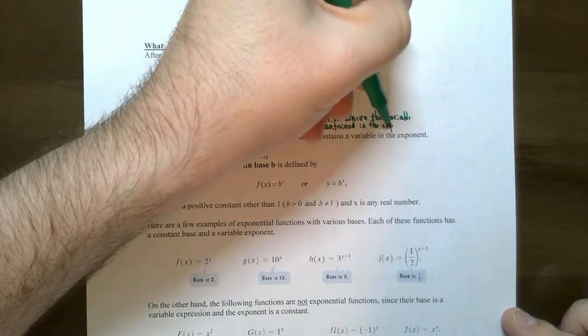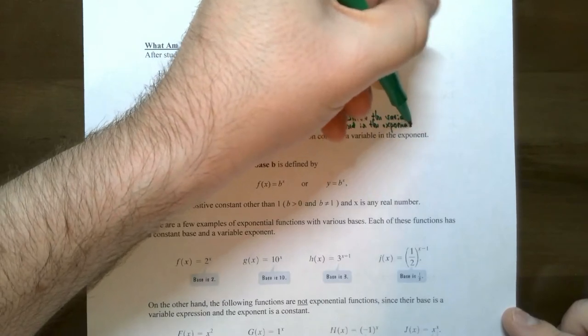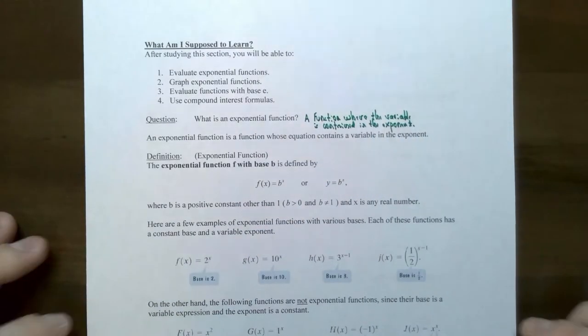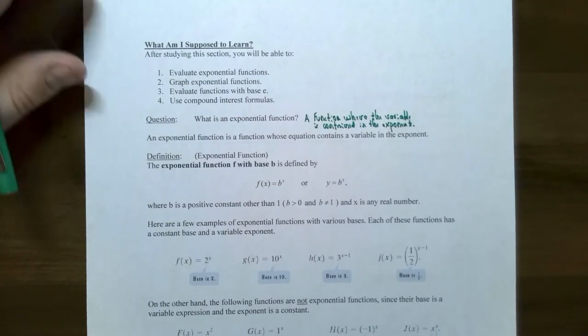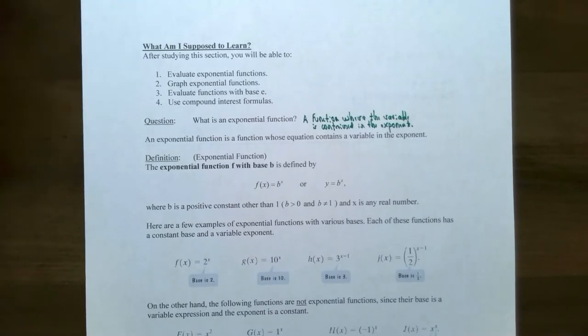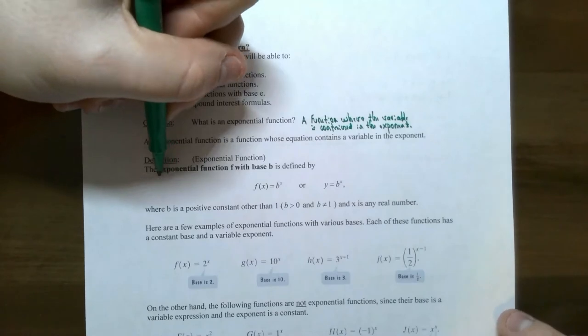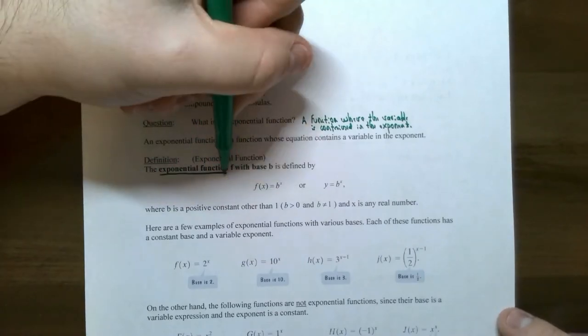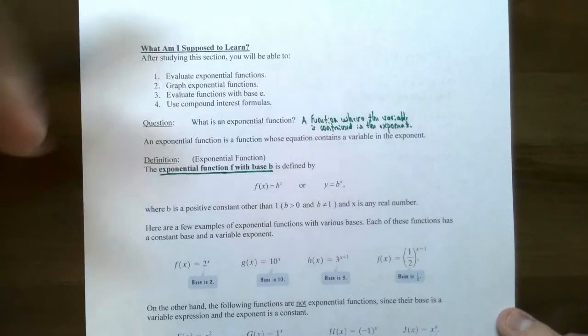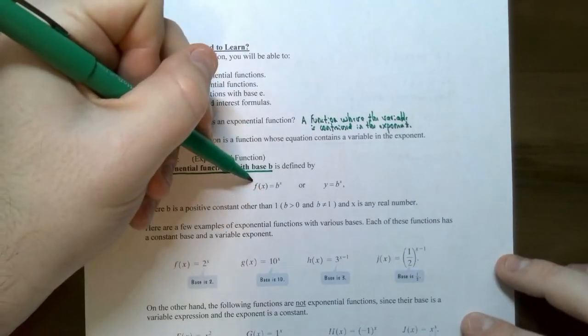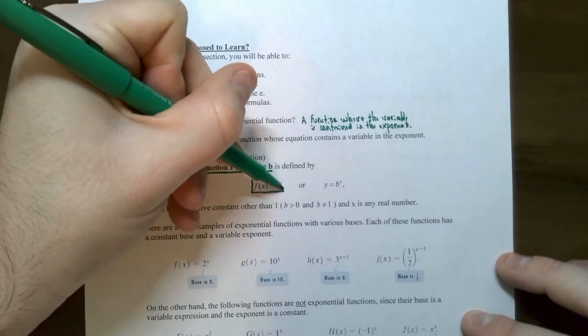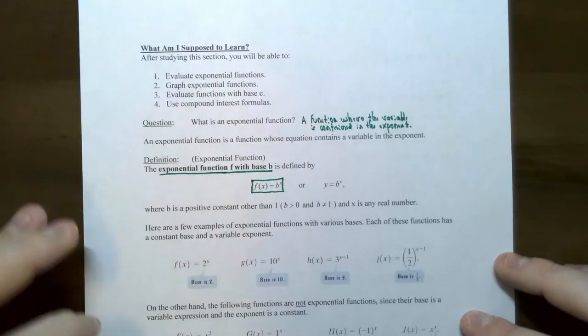This is a different type of function that we have not talked about yet in this class. An exponential function is where the variable is in the exponent. It may be the only thing in the exponent, but as long as the variable is in the exponent, it's called an exponential function. So an exponential function f, or f of x, with base b, is defined to be of this form: f of x equals b raised to the x power.